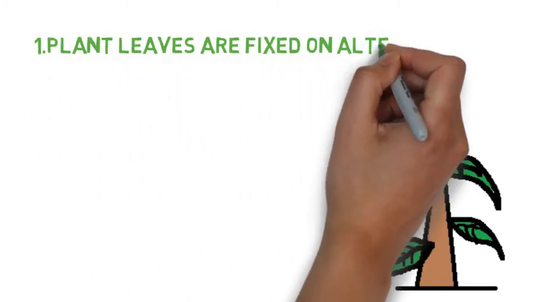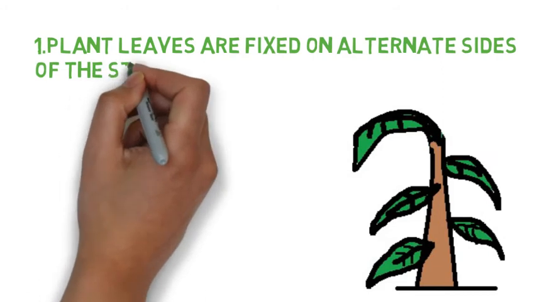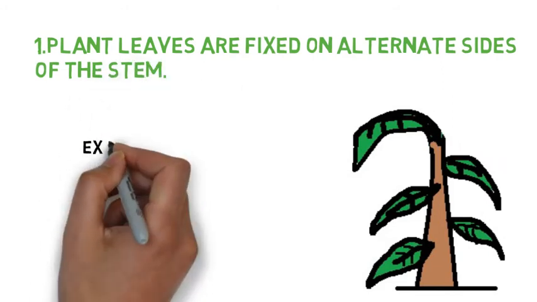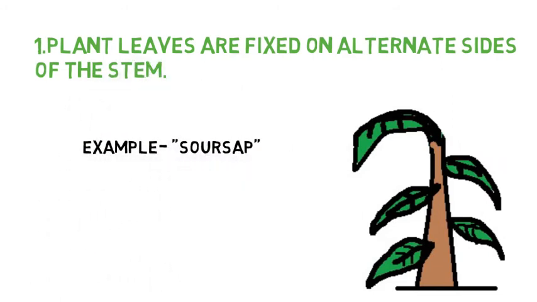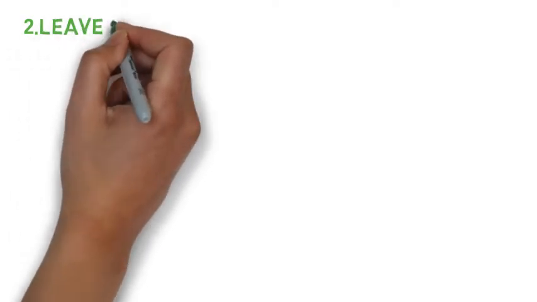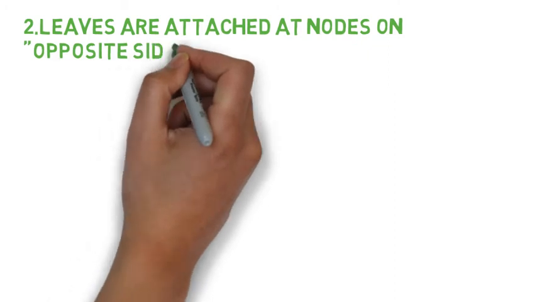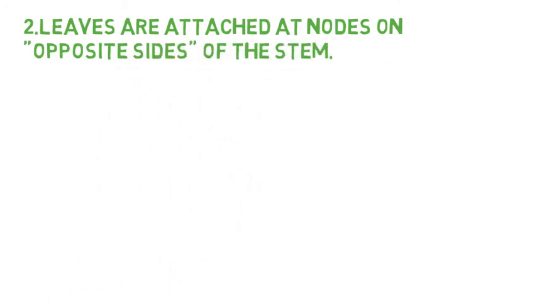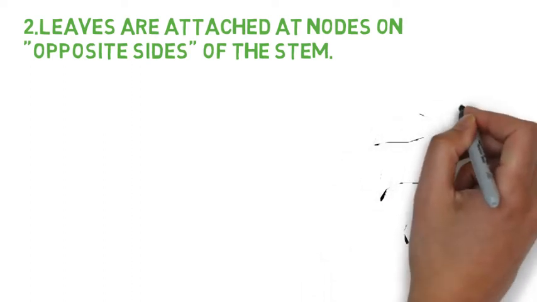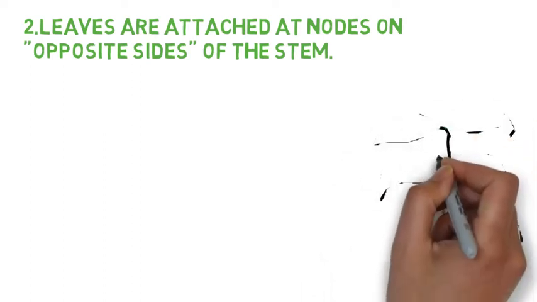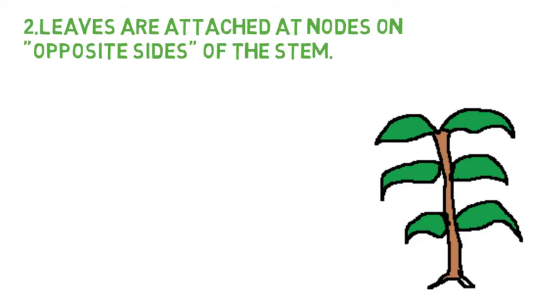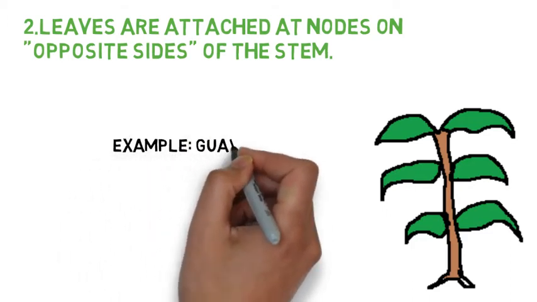1. Plant leaves are fixed on alternate sides of the stem. Example, soursop. 2. Leaves are attached at nodes on opposite sides of the stem. Example, guava.